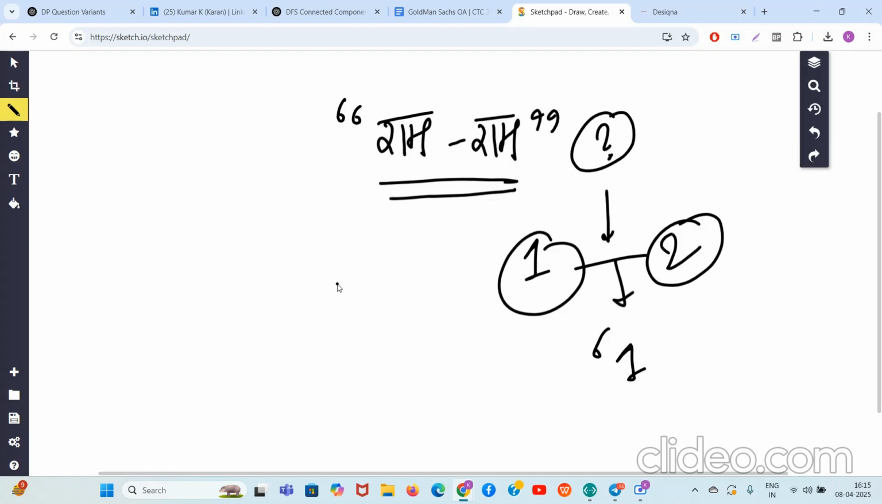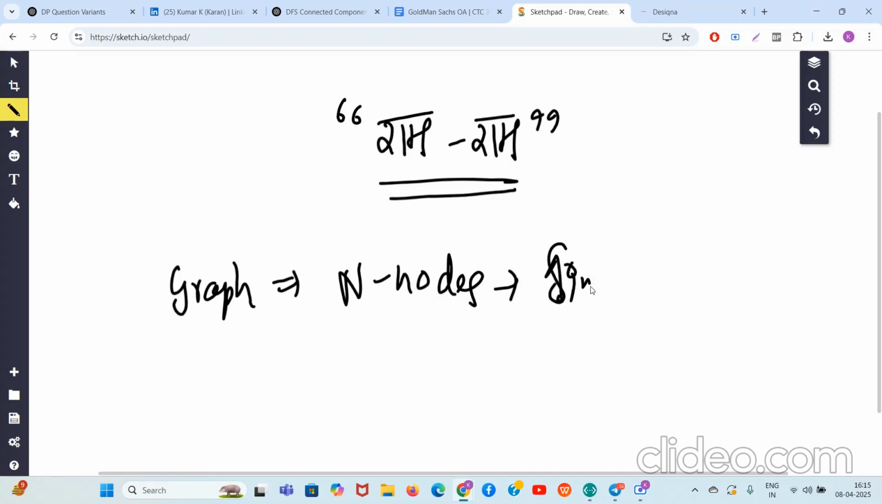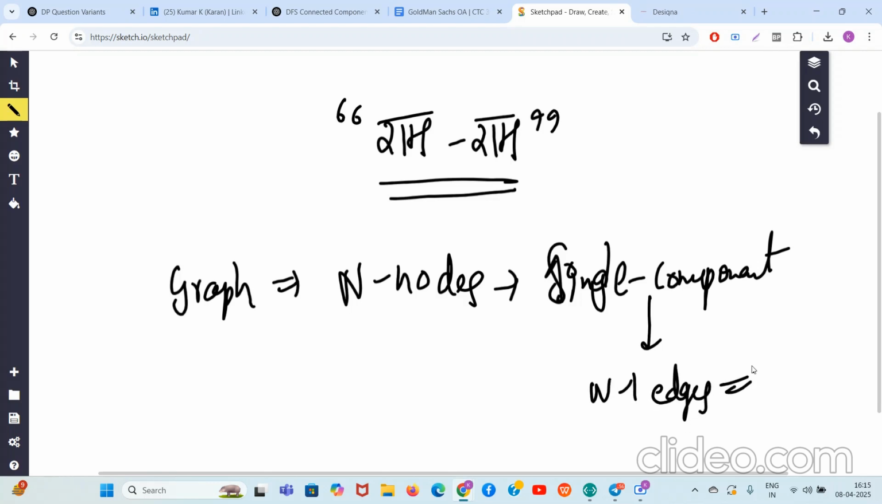So guys, always remember, if I give you any graph now, this is a very important concept. If there is a graph with n nodes and only one component, then if it has n minus 1 edges, it is guaranteed that it is a tree without any cycle. But if it has greater than or equal to n edges, then it is not a tree. Not a tree means there can be a cycle.